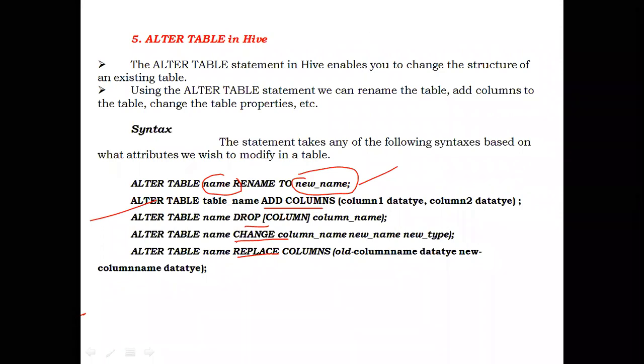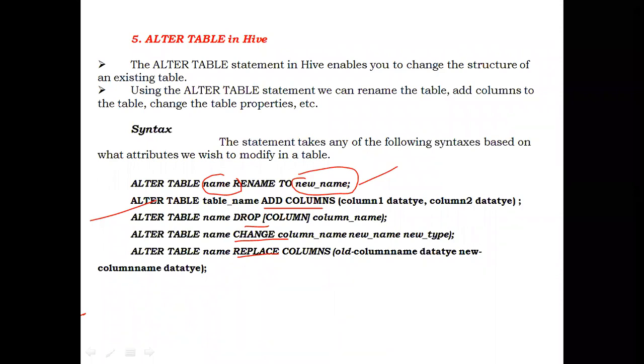Clear? Replace or change: replace will remove the existing column and a new column will be provided in that place. Change will just rename the column name without touching data. Change and replace are both for changing column names, but change, without deleting the data, will change the column name. Replace will change the column name, but when it is changing the column name, the total data in the column will be lost.